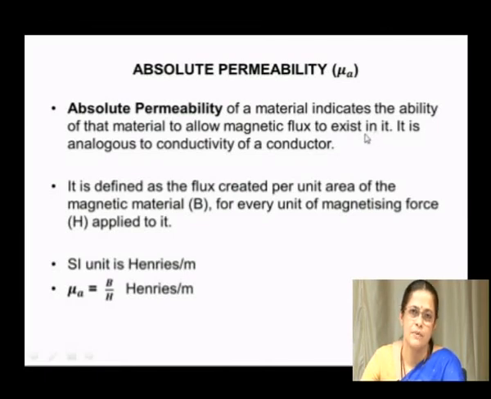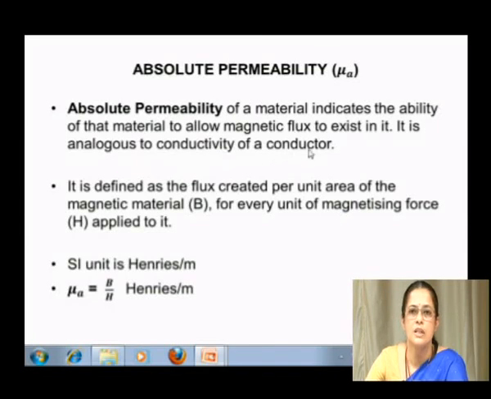You know the classification of materials, like it can be classified into conductors, insulators and semiconductors. So, how do we define conductors? We say that conductors are those materials which allow electric current to pass through them. Likewise, when we say permeability of a magnetic material, it means the ability of that material to allow the magnetic flux to exist in it. So, it is analogous to conductivity of a conductor.